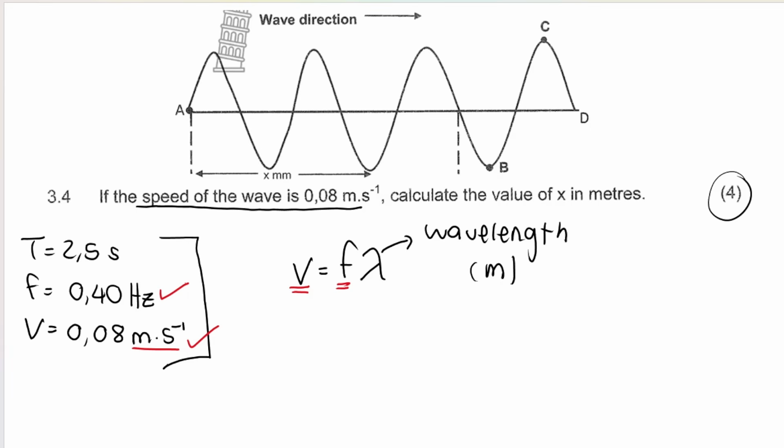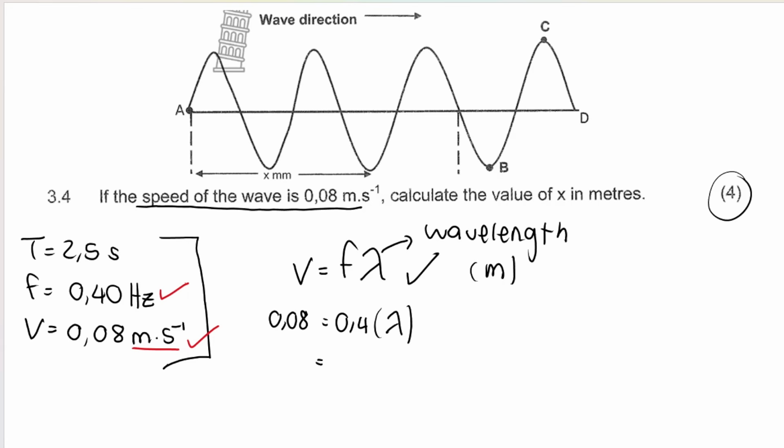So you're thinking to yourself, okay, cool. I'm going to apply this formula, which is the correct thing to do. You write your formula first. You substitute your values in. V is the speed of the wave. They gave it to me in the question, 0.08. Frequency, I worked out in the previous question, 0.4. And I'm going to work out wavelength.